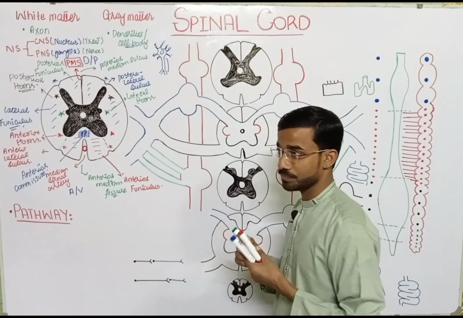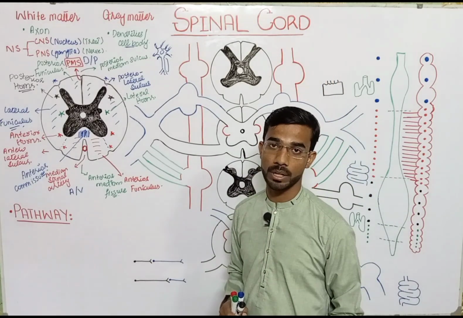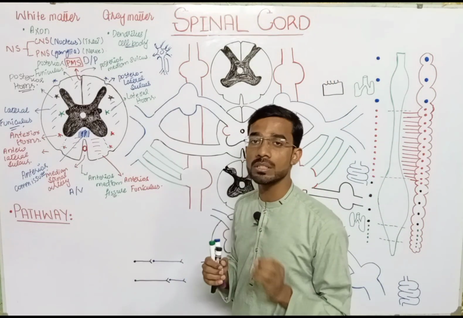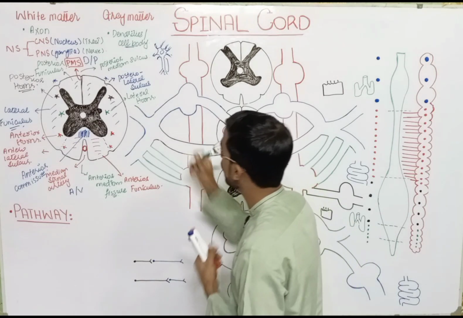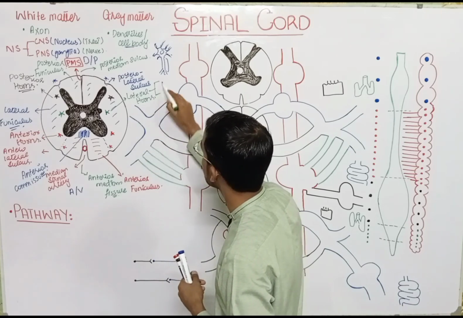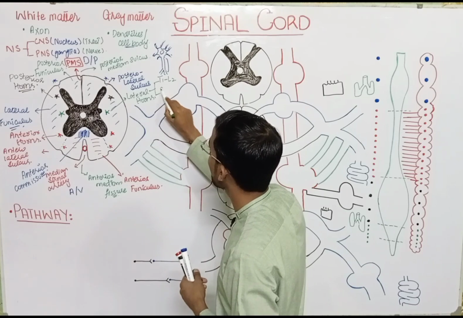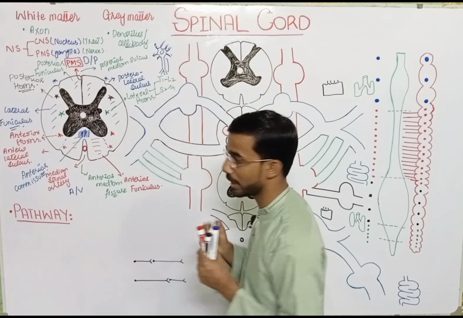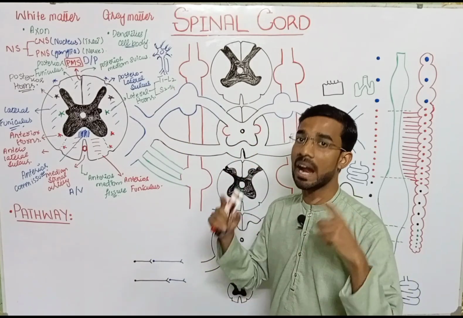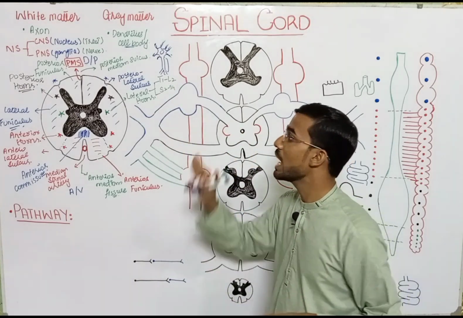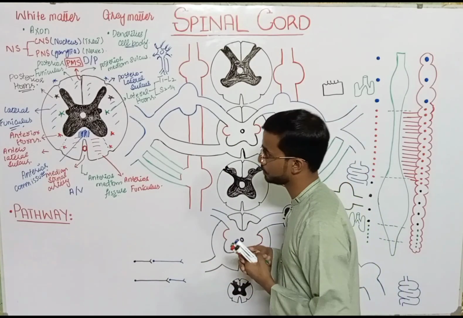Keep in mind that the posterior and anterior horns are present throughout the spinal cord, but the lateral horns are present at specific points of the spinal cord. At what position? From the T1 to the L2 level, and the S2 to S4 level. At these two levels you will see the lateral horn; otherwise you will never see the lateral horn in other parts of the spinal cord.